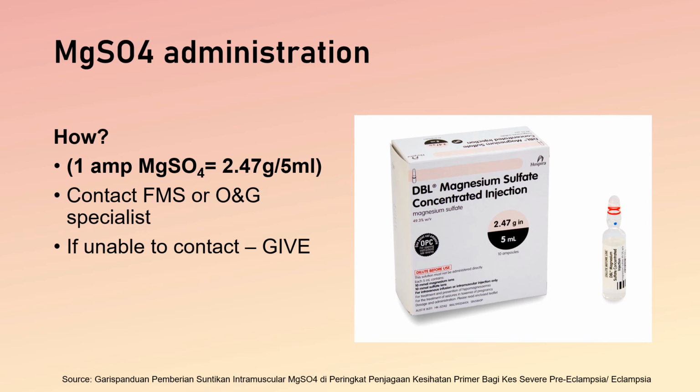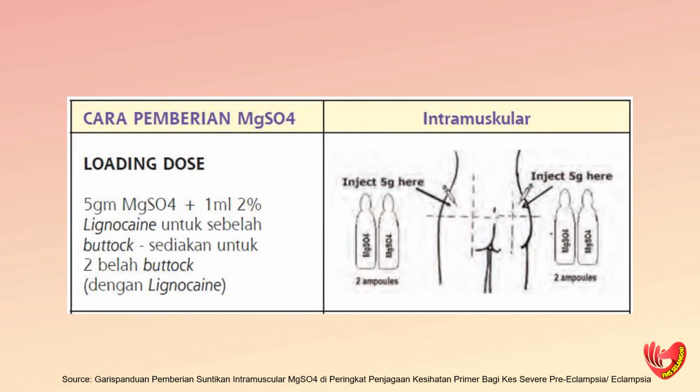How should the magnesium sulfate be administered? The picture on the right shows an actual vial of magnesium sulfate which contains 2.47 grams in 5 ml in 1 ampule. Prior to giving, contact your FMS or O&G specialist. However, if you are unable to contact in cases of emergency, go ahead and give it and later inform.